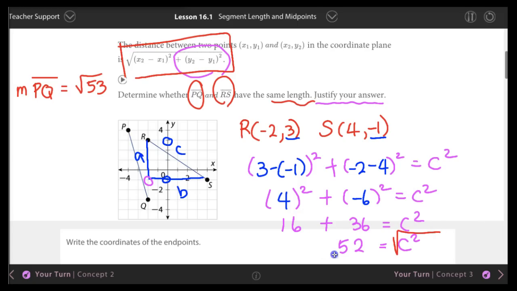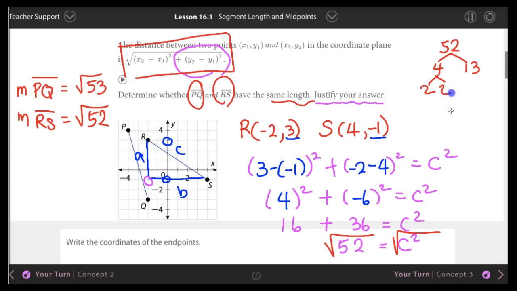Okay. So then what happened here? C, the measure of RS, segment RS, is how long? The square root of 52. Actually, I can't really stop here. I gotta simplify the square root of 52. Alright? So that is a whole other process. I'm just gonna show you how to do that here. Don't be sad yet, okay? You can do this. 52 is the same as 4 times 13.